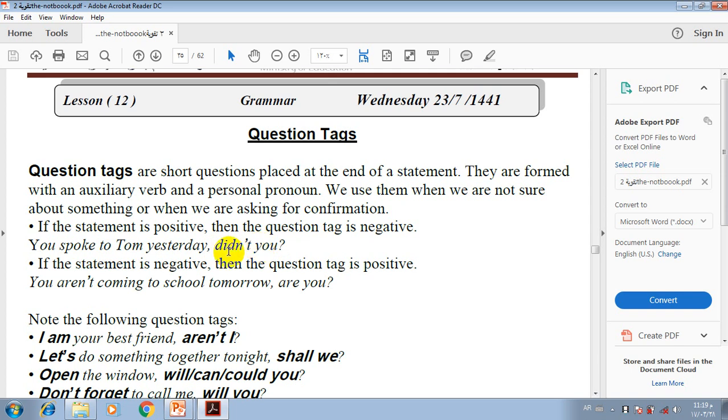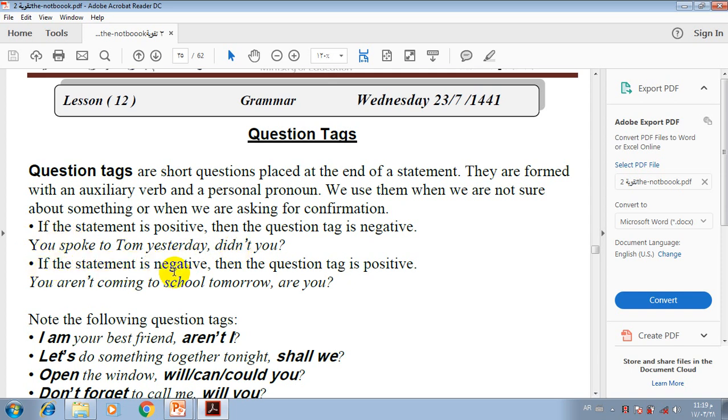But why? We use didn't instead of don't or doesn't because the verb here is in the past. So we use did and put not after it, because the sentence here is affirmative, so the question tag must be negative. And after that, we put the pronoun you after the helping verb.